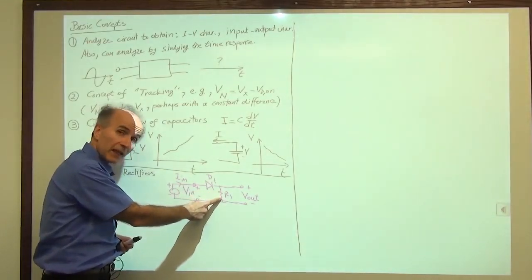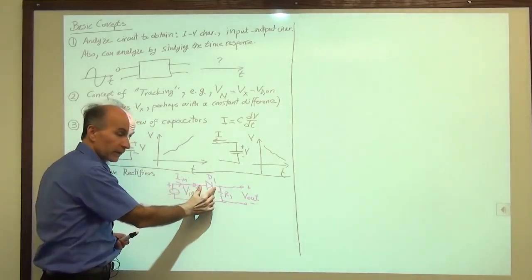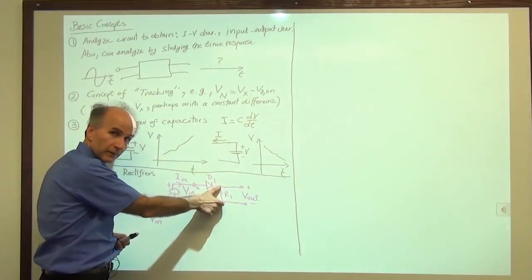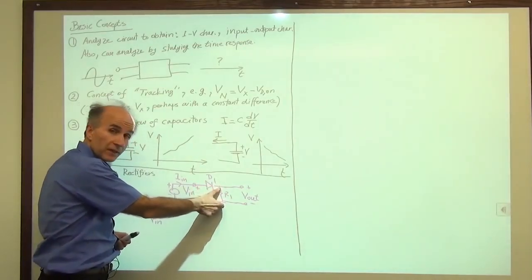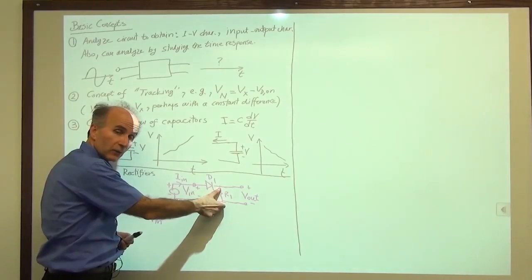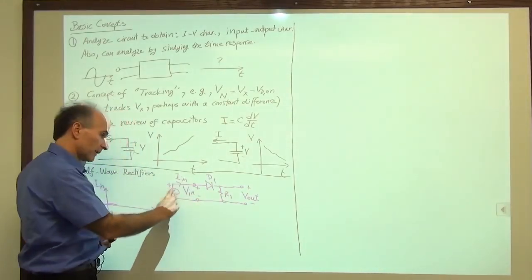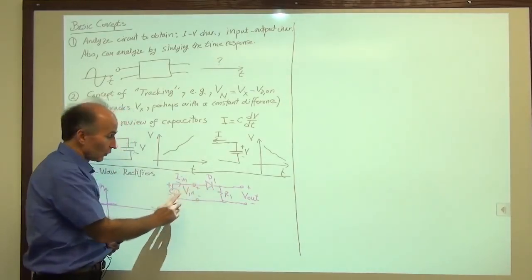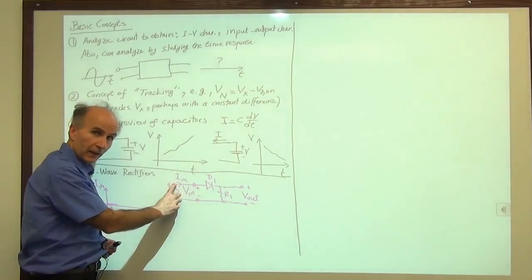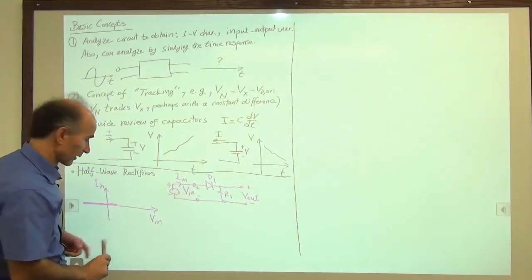So if I write a KVL, I say this voltage is equal to this voltage plus this voltage. So this voltage is VD on. This voltage is very small because the current through the diode is very small. That's our second principle. That means that V in is approximately equal to VD on. So the voltage necessary at the input to turn on the diode is just VD on.